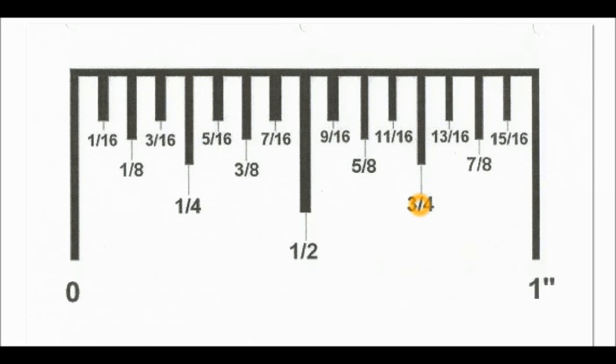So this is measurement in a nutshell. So review it, replay it if you need to. Ask questions. And again, the shortest lines are your 16ths. The second shortest lines are your 8ths. Third shortest lines are your 4ths. And the longest line, of course, is a 1/2.